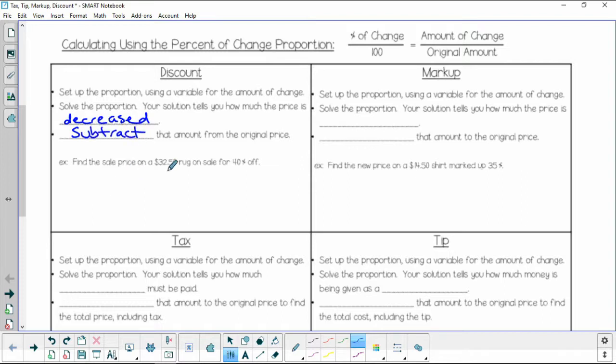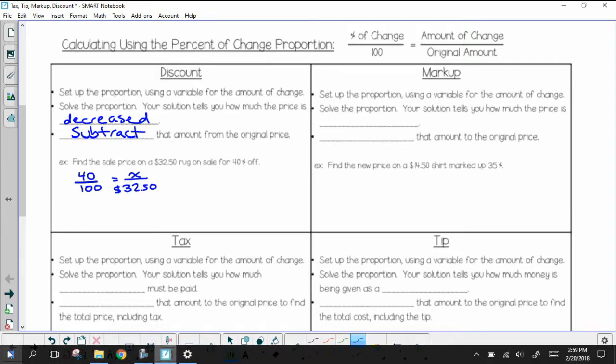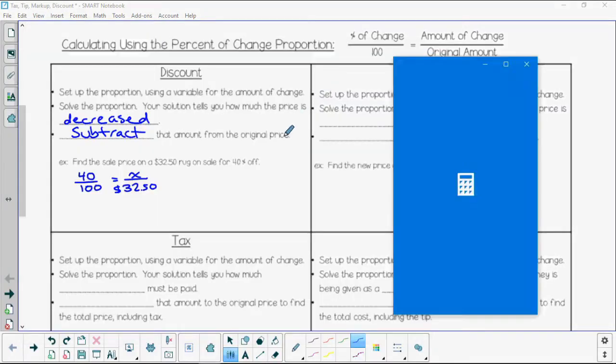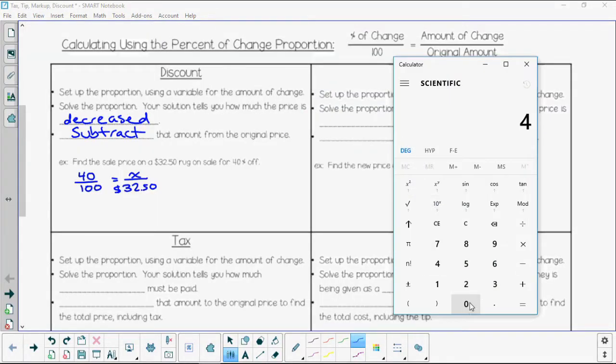So finding the sale price on a rug that's $32.50 on sale for 40% off. So the percent is 40 over 100. The amount of change, I don't know. The original amount was $32.50. So I'm going to use a cross product here. So 40 times the $32.50 divided by 100 will give me the amount of discount.